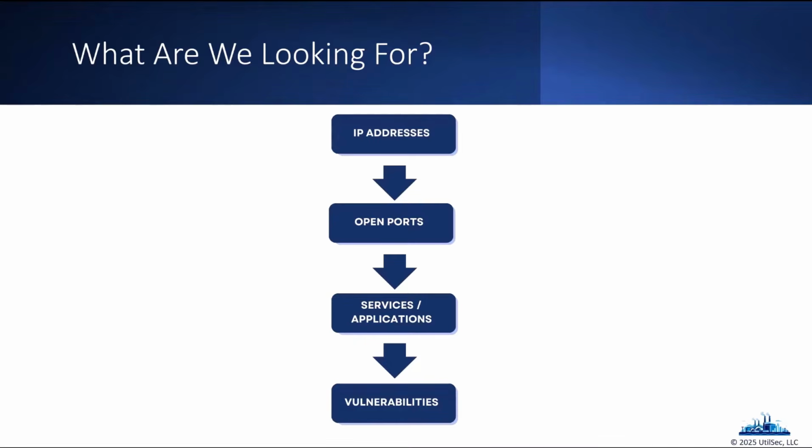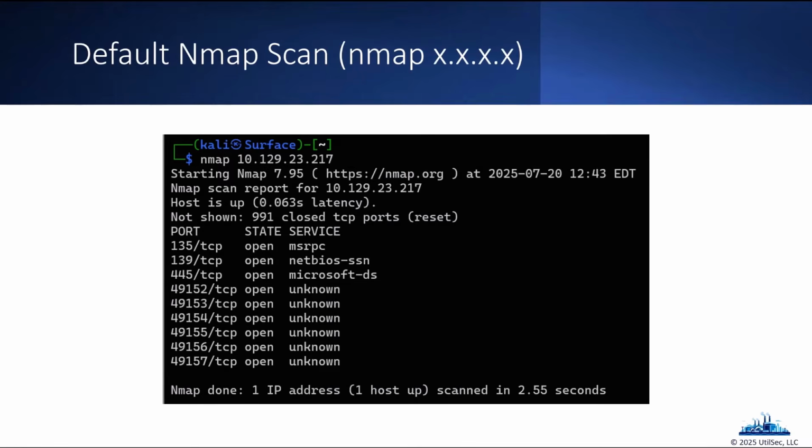So it's going from IP addresses to open ports to finding what services and applications are running on those ports to then finding the vulnerabilities in those services and the applications that could give us access to the machine. Now, if we want to do an individual port scan on just a host, we can still just use Nmap and give it the IP address of the target system.